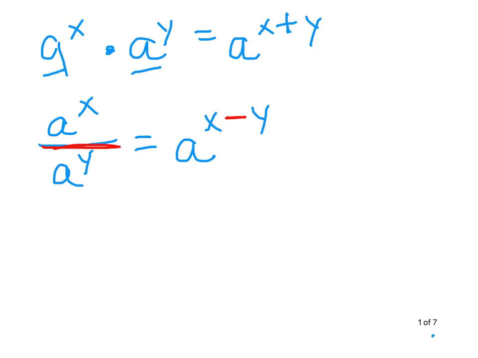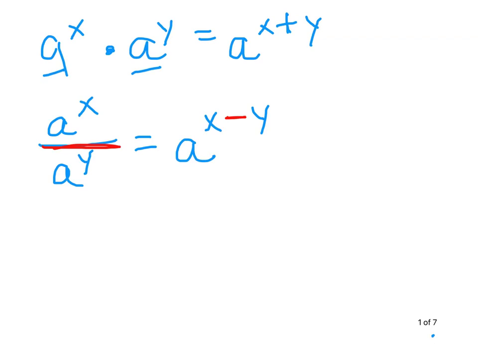That's our division rule. Right there. So a to the x divided by a to the y, and then we subtract the exponents because of the division rule.